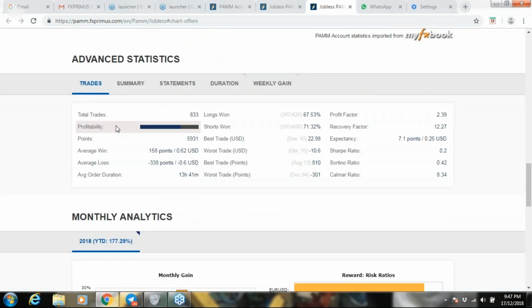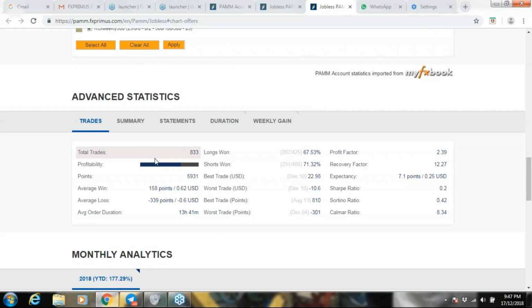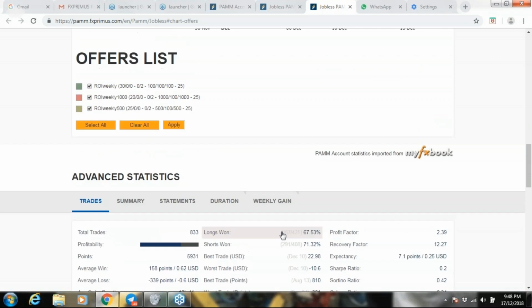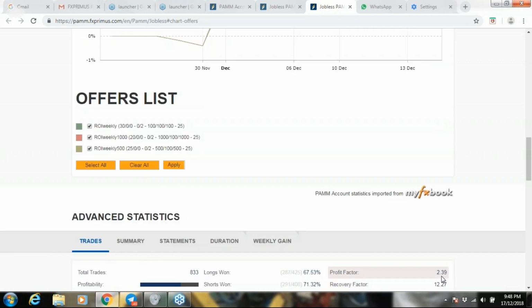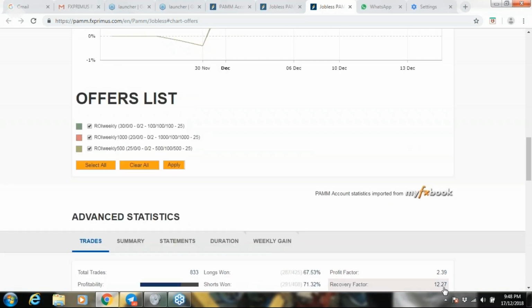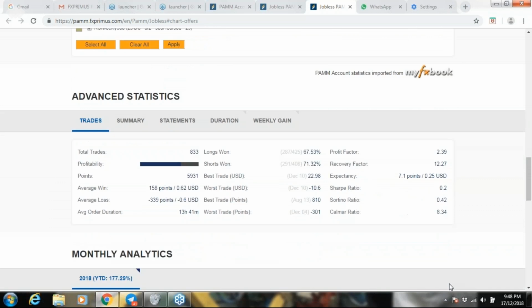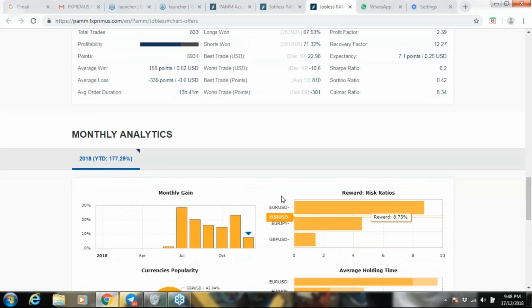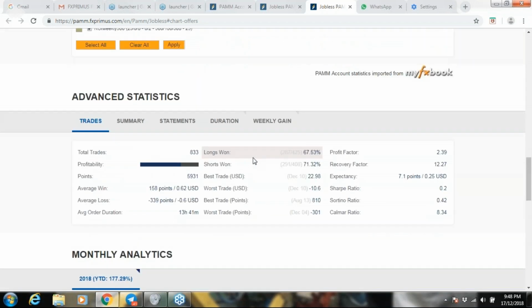For the total trades until now, for the 6-month period, 833. Average win we got 158 points. For the profit factor, we are not too big, just 2.39, but our recovery factor is quite big, 12.27. So I think that is the rest of my explanation about the Jobless PAMM.